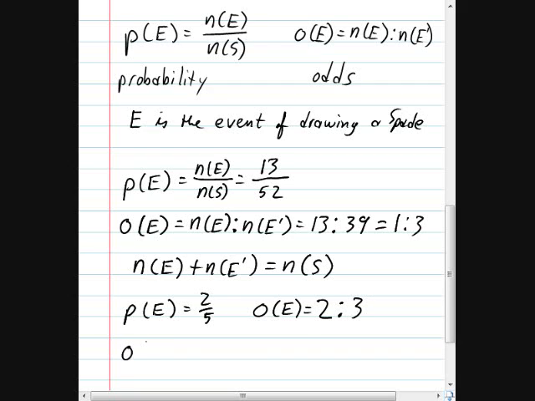Likewise, if I knew the odds of an event E occurring to be 3 to 4, then the probability of the event E occurring would be given by 3 divided by the total of the number of elements in E and the number of elements in E complement, 7. So 3/7.